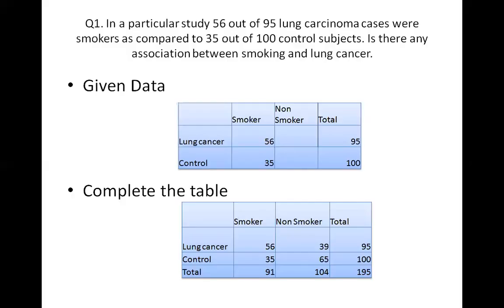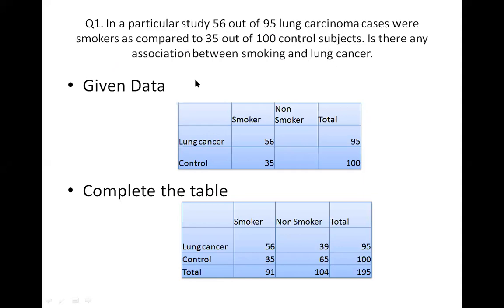So this is the example. In a particular study, 56 out of 95 lung carcinoma cases were smokers, as compared to 35 out of 100 control subjects. Is there any association between smoking and lung cancer? This is a research question.